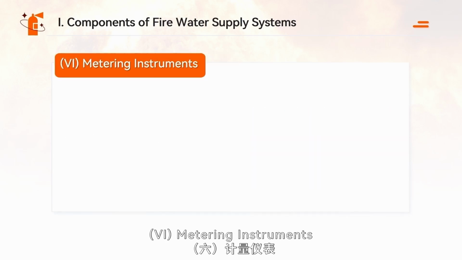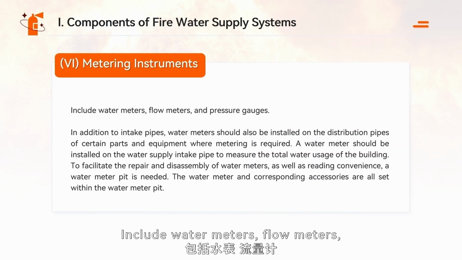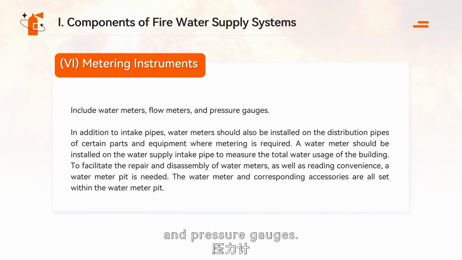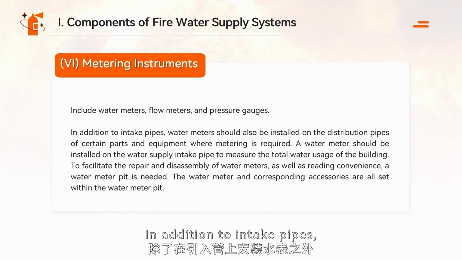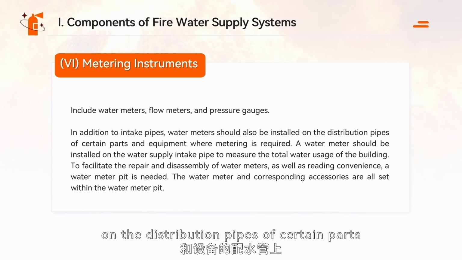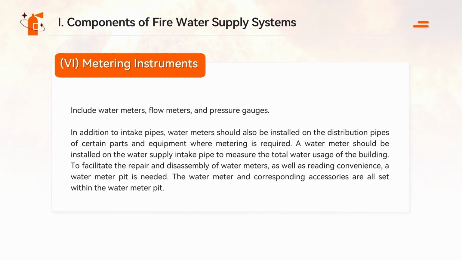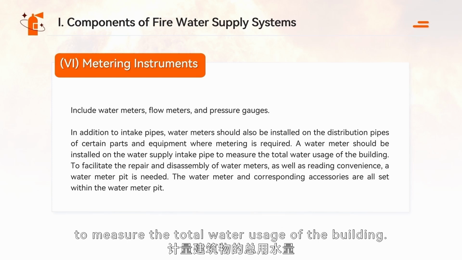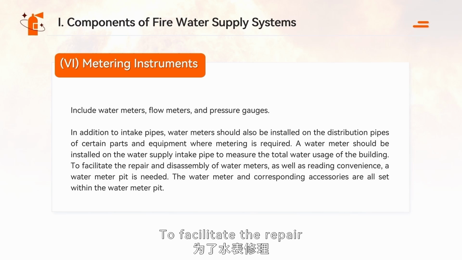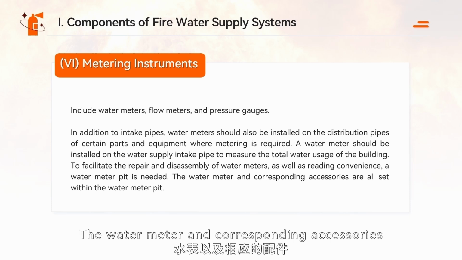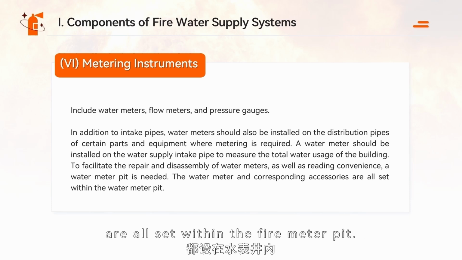6. Metering instruments. Include water meters, flow meters, and pressure gauges. In addition to intake pipes, water meters should also be installed on the distribution pipes of certain parts and equipment where metering is required. A water meter should be installed on the water supply intake pipe to measure the total water usage of the building. To facilitate the repair and disassembly of water meters, as well as reading convenience, a fire meter pit is needed. The water meter and corresponding accessories are all set within the fire meter pit.